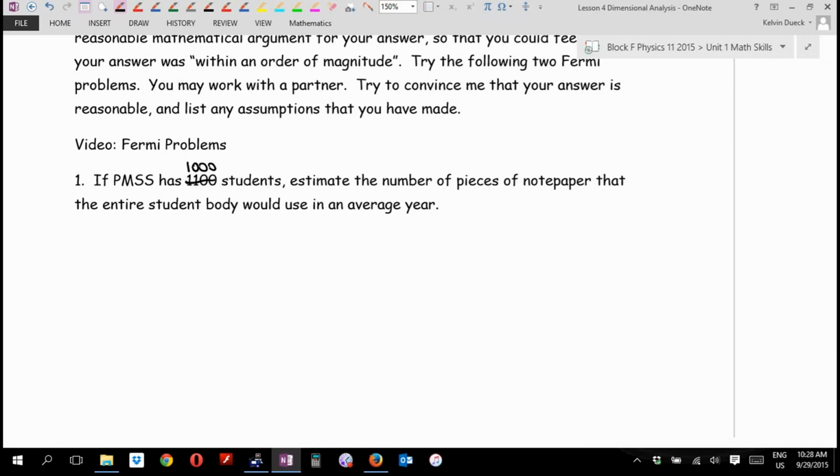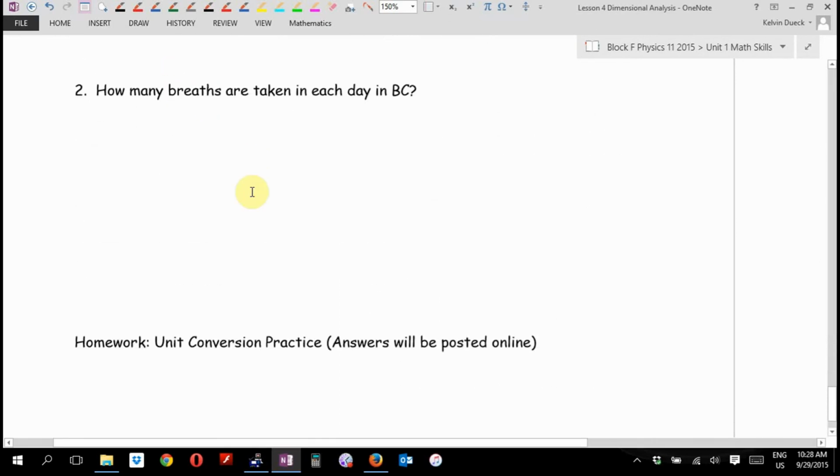I've been doing this one for about 5 years, and it's interesting. Usually when I talk about this next class, there's 4 or 5 totally different approaches, and they're often very close to each other in the same answer, which makes me think maybe we are actually getting pretty close to the actual answer. So there's one. See if you can come up with an argument that would convince me that your estimate of the number of pieces of paper used by this school in 1 year is accurate. Second one, how many breaths are taken each day in BC?